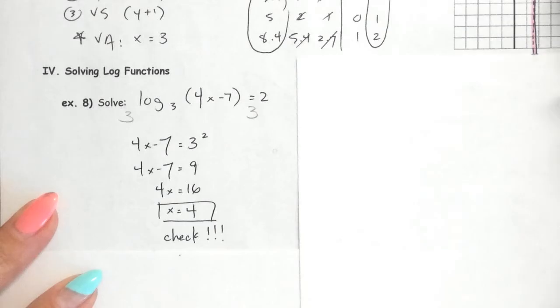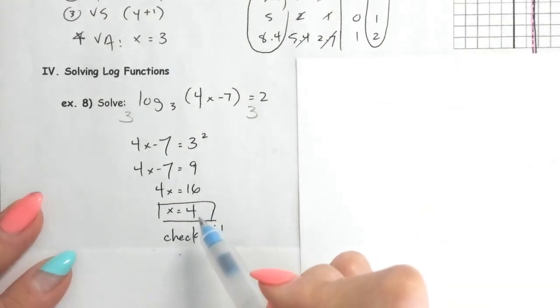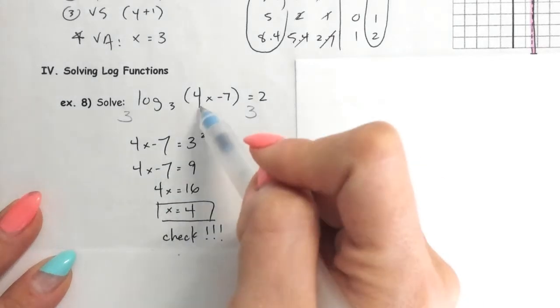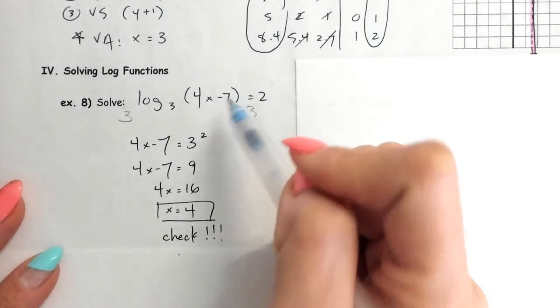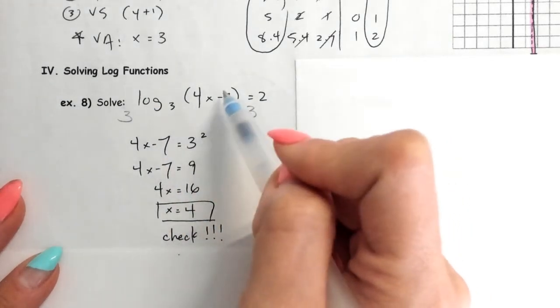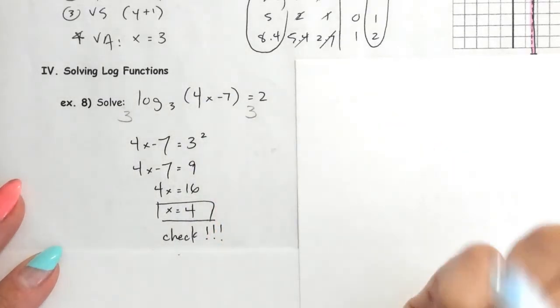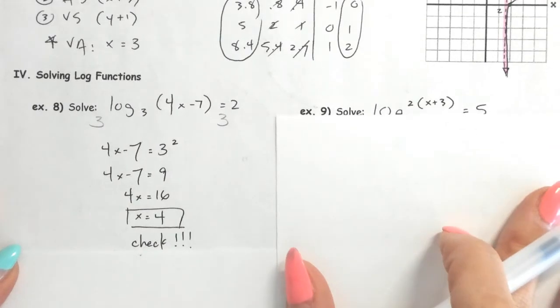Don't forget to check your answer. When you check your answer, it's actually really quick to check these logs. 4 times 4 is 16. 16 minus 7 is 9. Log base 3 of 9, is that 2? It is, because 3 squared is 9. So that works. Okay, here's your other one.